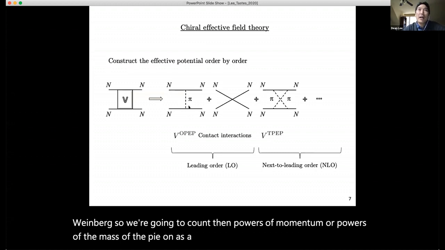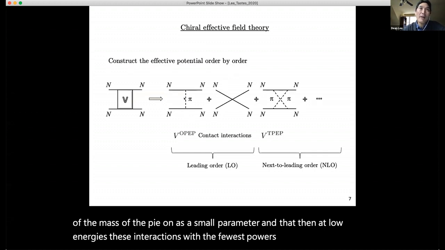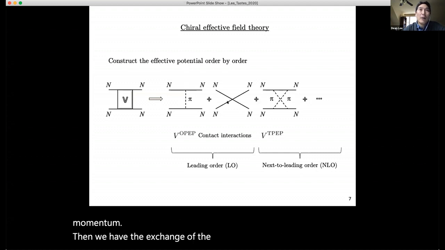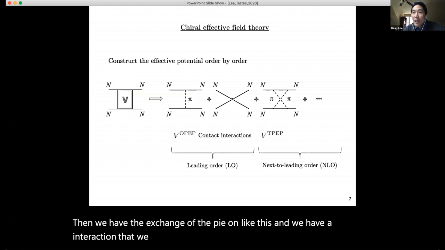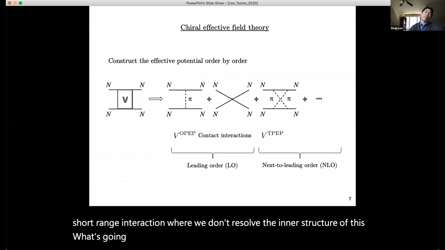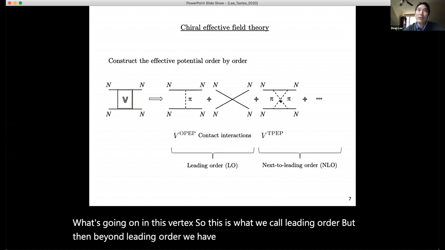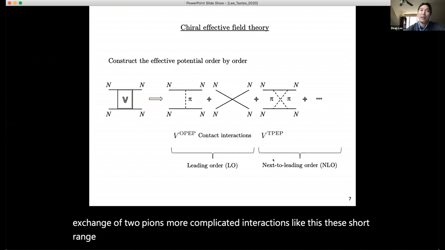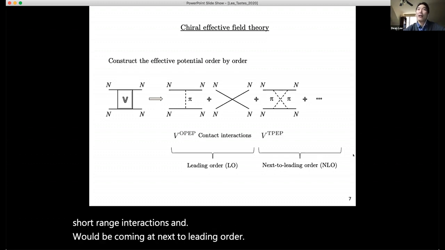We count powers of momentum, or powers of the mass of the pion, as a small parameter, and at low energies the interactions with the fewest powers of momentum will have the strongest contribution. At leading order, with no powers of momentum, we have the exchange of a pion like this, and an interaction that we can take to be zero range, or at least short range, where we don't resolve the inner structure of what's going on in this vertex. Beyond leading order we have more complicated things like the exchange of two pions, and more complicated short-range interactions. These come at next-to-leading order, or next-to-next-to-leading order, as you heard from Nico.